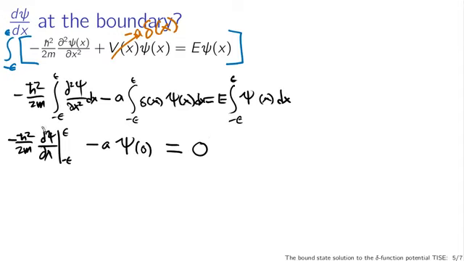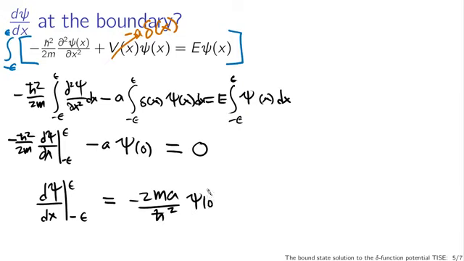What we've gotten from consideration of integrating the time-independent Schrodinger equation over the boundary with the delta function potential is a condition that tells us how much our first derivative changes at the boundary. If I rearrange this expression, I'm getting the derivative of psi with respect to x evaluated at epsilon minus what I get if I evaluate it at minus epsilon. That's just equal to, rearranging my constants, what is it going to be equal to? Minus 2ma over h bar squared times psi of 0. So that's actually pretty nice to work with.